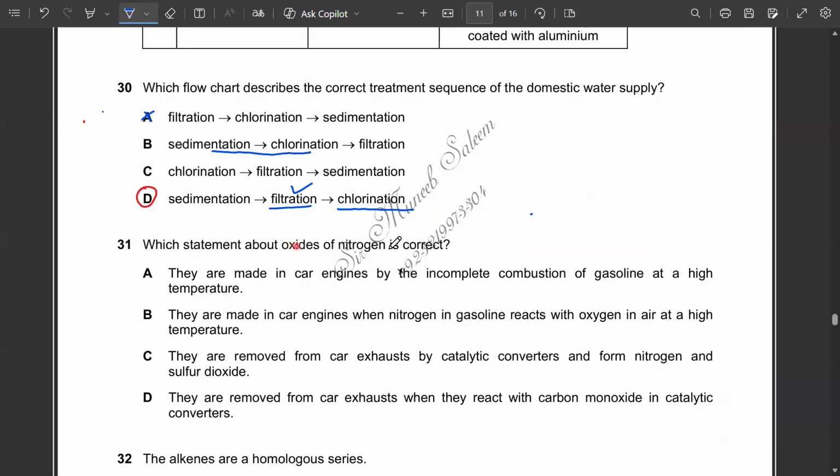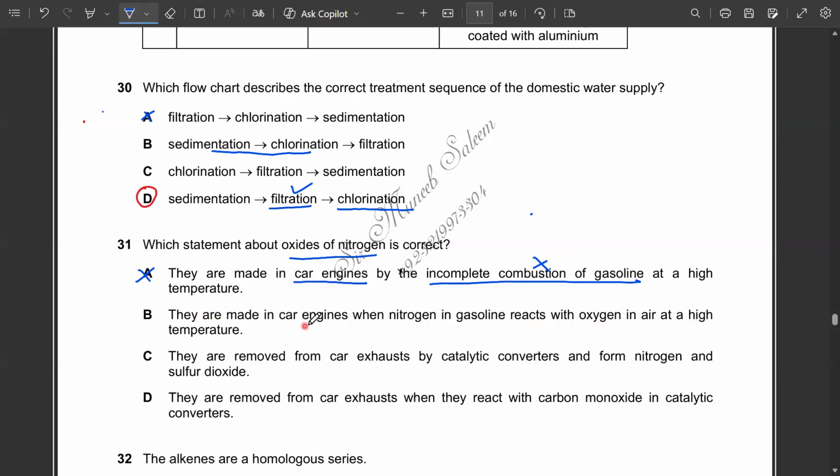Which statement about oxides of nitrogen is correct? A: They are made in the car engines by the incomplete combustion of gasoline at a high temperature. Although this statement seems to be correct because the oxide of nitrogen is being produced inside the car engine, it is not because of the incomplete combustion of the gasoline. That is not producing the nitrogen oxide. So that is incorrect.